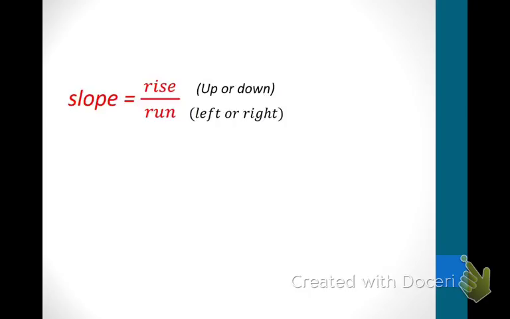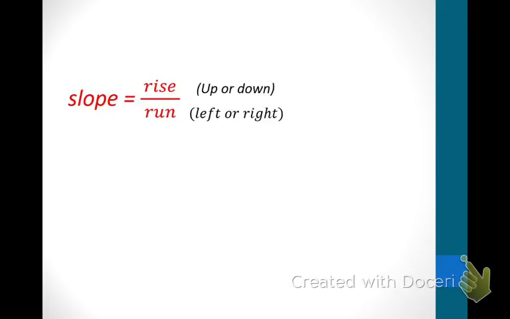Okay, it's the rise over run. Which one is the up and down? Rise. The rise, okay? When you go up, you're rising. When you go down, it's going down, okay? Running, what is that way? Left to right. When you run in the direction of left or right, you do not run up or down. So make sure that this right here is something that you are memorizing.